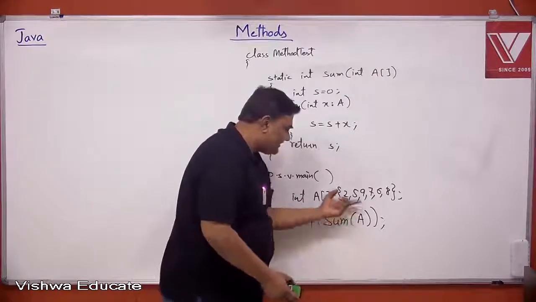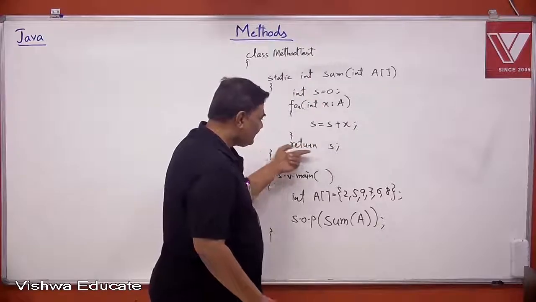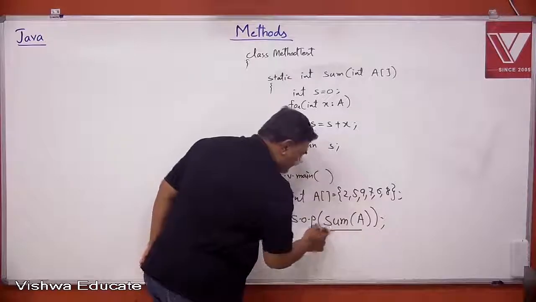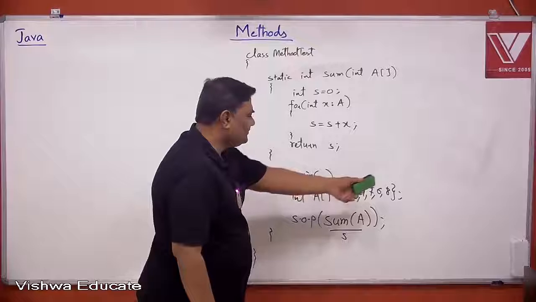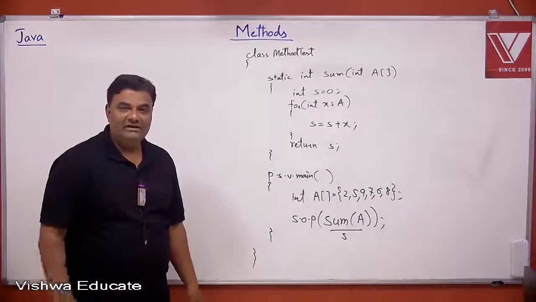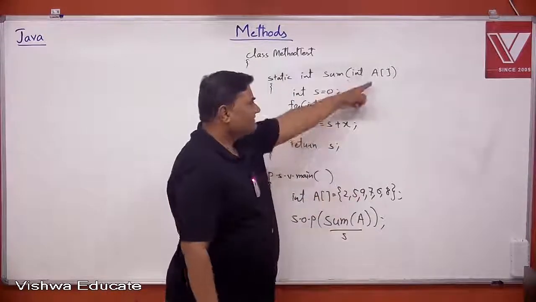So this array is passed to this one. All right, it will find the sum, return the sum, then that result will come here at this place. Then System.out.println will print the sum, whatever the total you get here. This is how arrays are passed. So I have an array and I am sending a. So this is taking a reference.